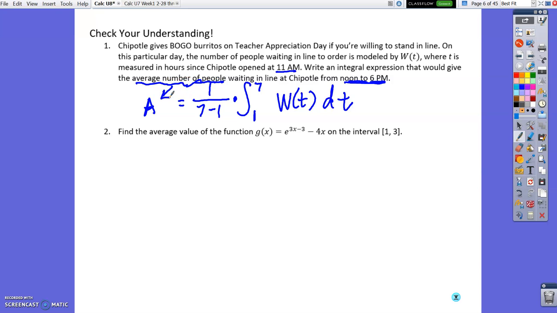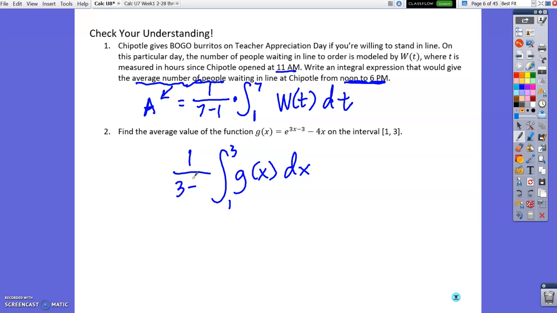Okay? And that's really straightforward. So that's, again, one of the weird ways they ask you that question: find the average value of the function on the interval from 1 to 3, so g of x dx. I was really tempted to use my calculator on this one, but you don't need to.